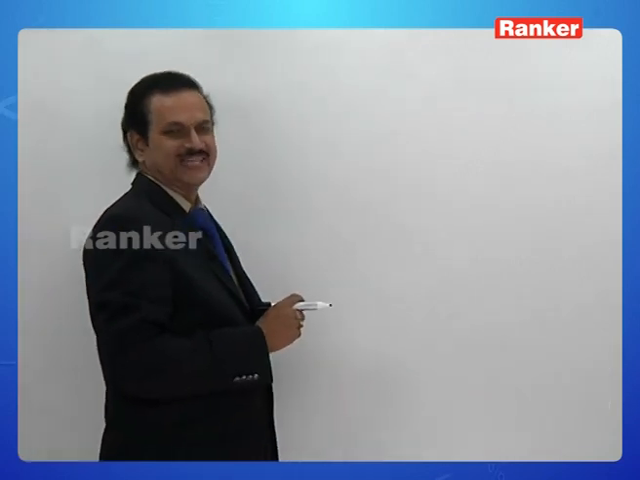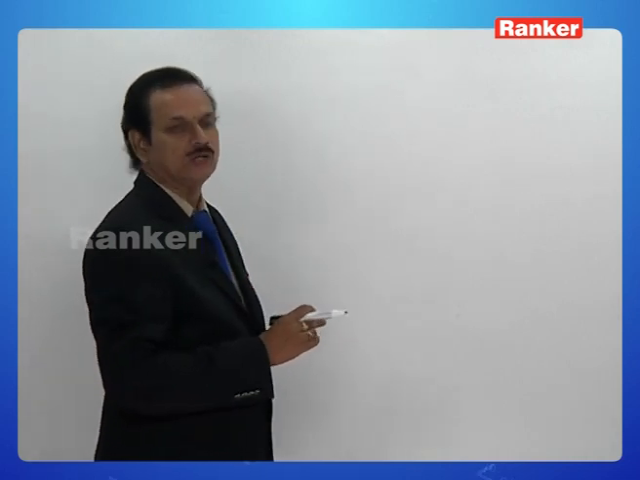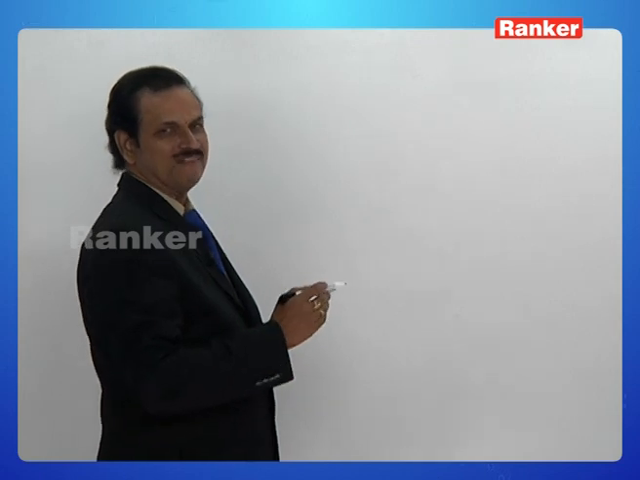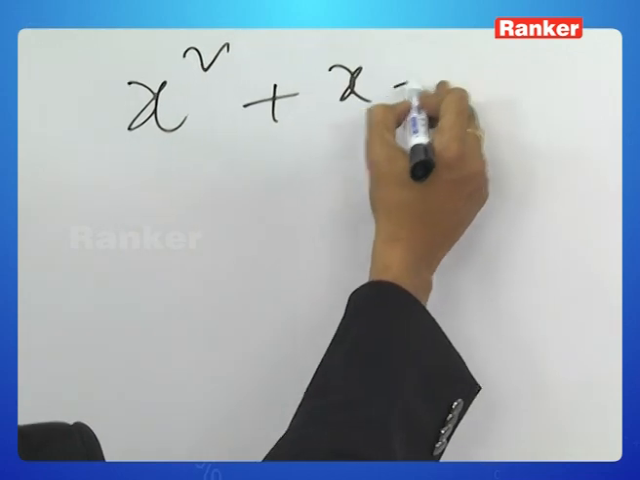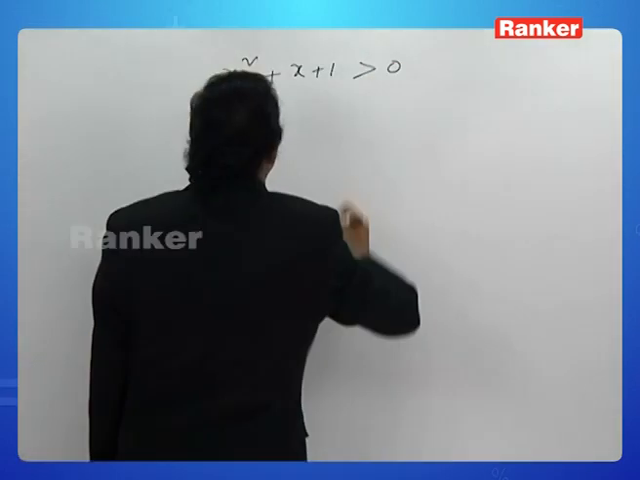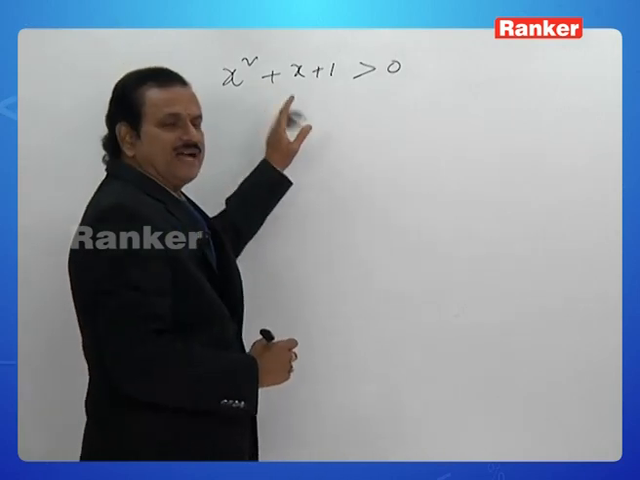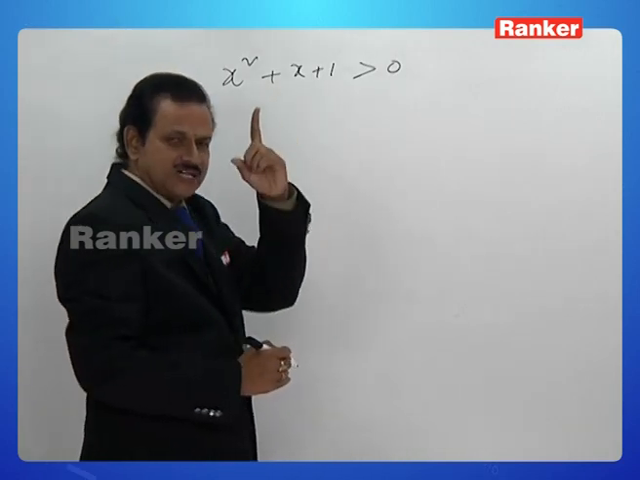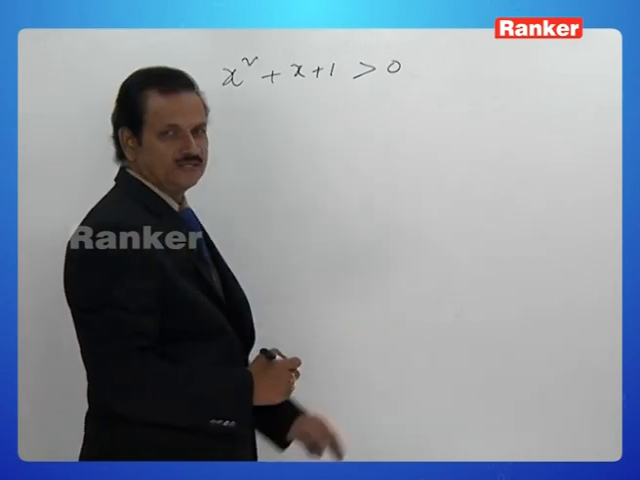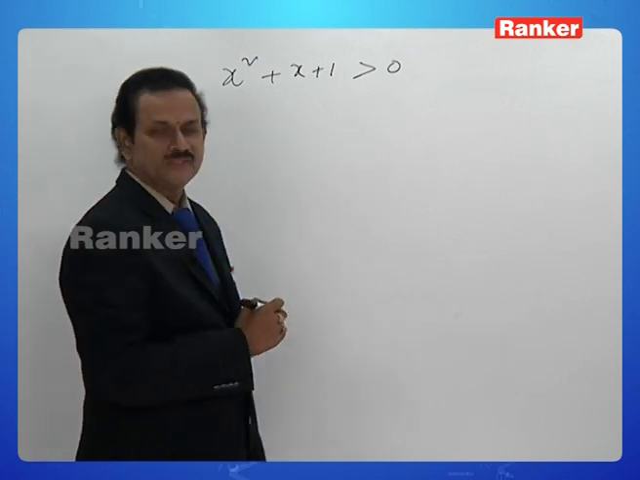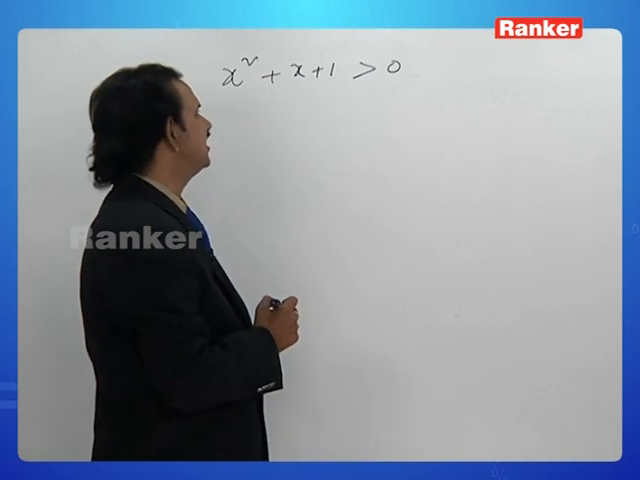We shall now discuss the case whenever the quadratic polynomial cannot be factorized at all. Look here: x square plus x plus 1 is greater than 0. Solve, he is asking us. This cannot be factorized. Then and there itself you may suspect that. You first calculate the discriminant here. What is the discriminant? b square minus 4ac is 1 minus 4, which is minus 3, absolutely negative.